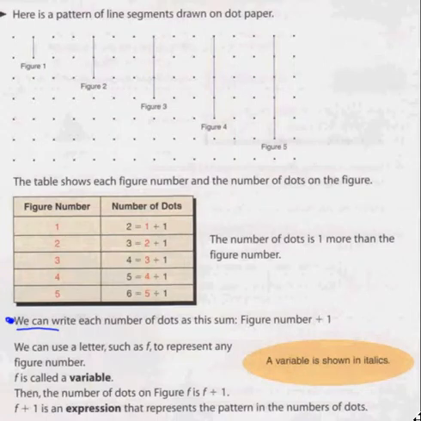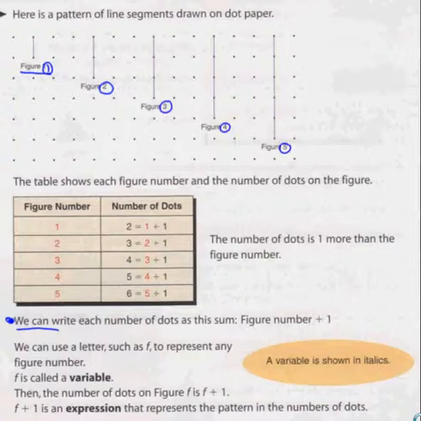Okay, carrying on with lesson number 3. Here is a pattern of line segments drawn on dot paper. And we're going to be looking at the figure number. This is figure 1, so the number 1 there, and then you've got figure 2 with a 2, figure 3, figure 4, and figure 5.